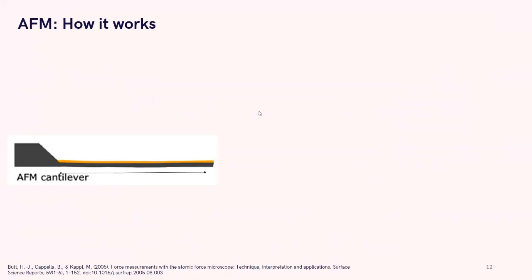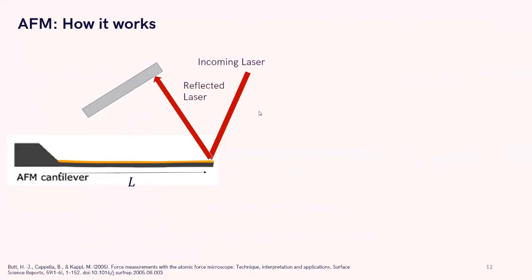Despite the name atomic force microscopy, which sounds kind of sophisticated, the mechanism is actually really simple. First, we have this cantilever beam, straight, with a length of L. Then we point a laser on the reflector of the cantilever. The laser is reflected and received by a photodetector. This photodetector basically reads the position of the laser spot.